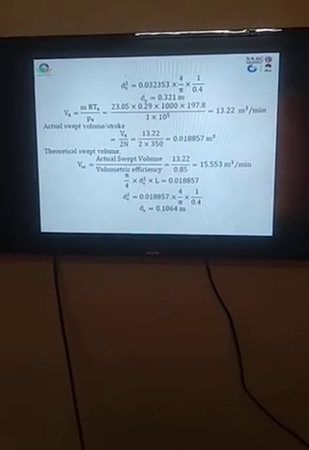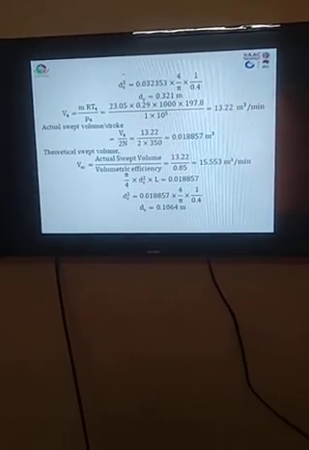In this way, we have to solve the numericals which are based on the Bell-Coleman cycle.